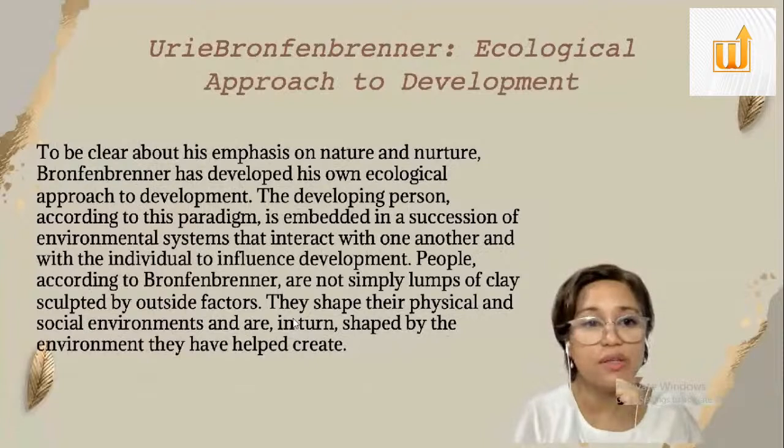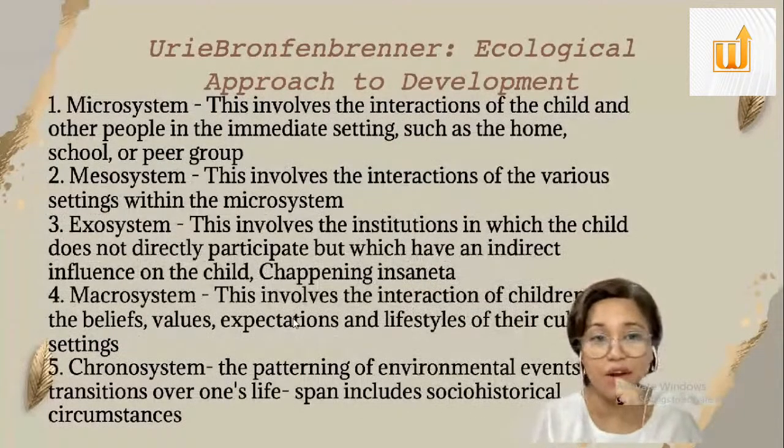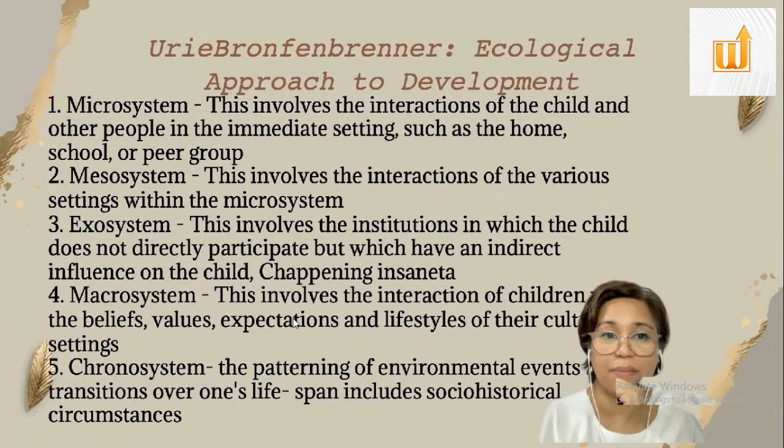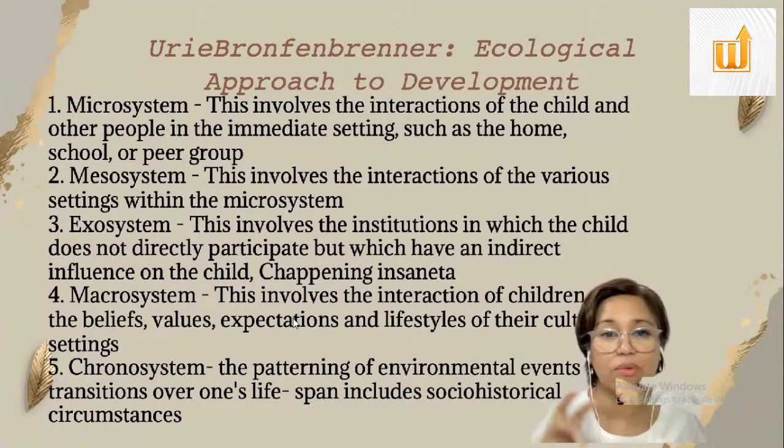Bronfenbrenner's ecological approach to development shows that the developing person is actually living in different systems of environment: the microsystem, the mesosystem, the exosystem, the macrosystem, and the chronosystem. The microsystem involves interaction of the child and other people in the immediate settings, such as the home, the school, or the peer group. The mesosystem involves the different interactions between the settings within the microsystem, between people in the home, the school, and the peer group.